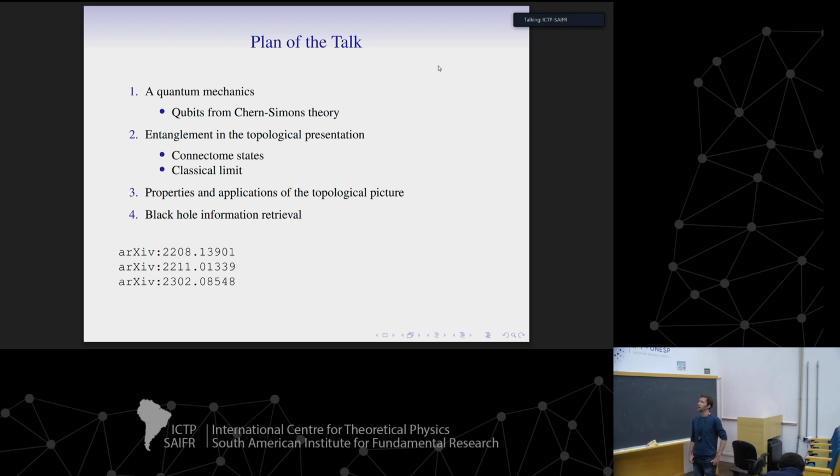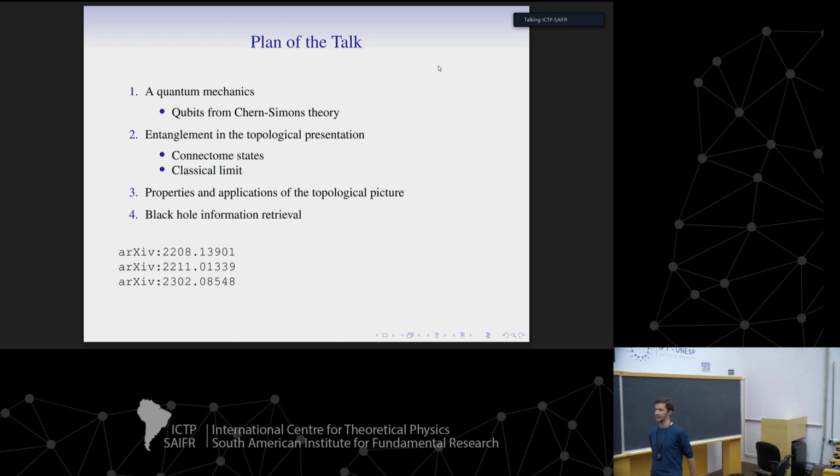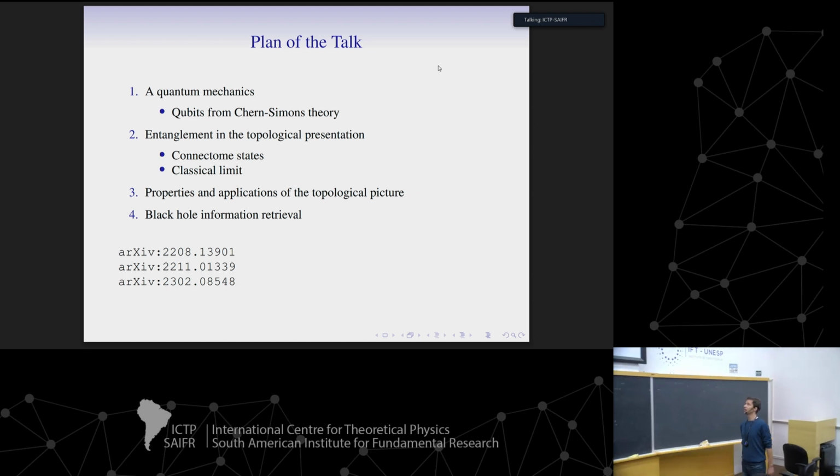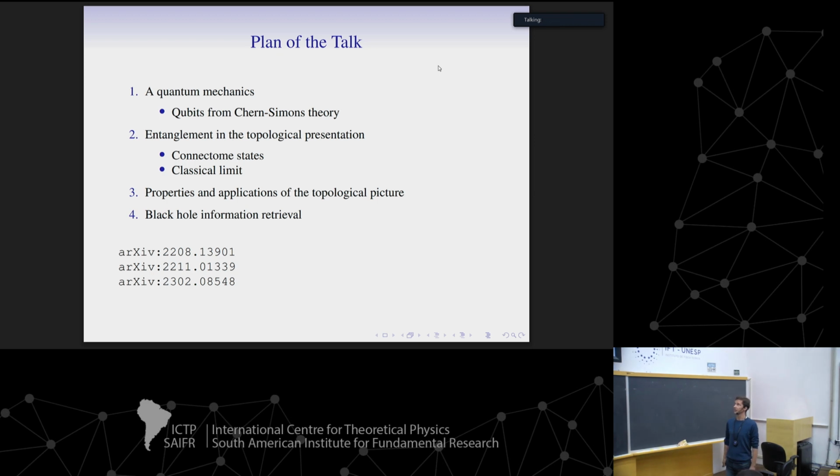Well, I will give a few examples which use this topological intuitive description of quantum physics. And in the end, inspired by this recent progress in black hole information paradox, I'll try to introduce some model that tries to describe the relevant effects in black hole evaporation in this language. This work is based on three recent papers.